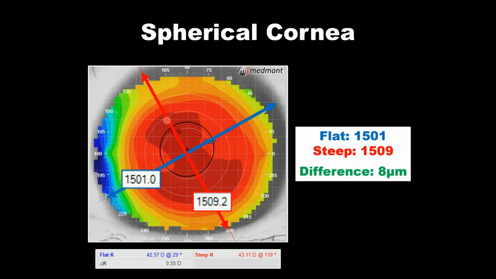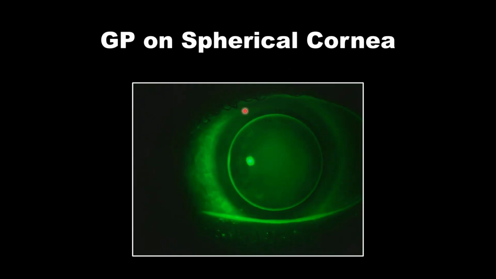Now, who cares about these numbers? Why are they meaningful? Well, this patient has an 8 micron difference between the height of the eye this way and the height of the eye this way. So why is the spherical cornea just so darn easy to fit with almost any contact lens? And that's because the elevation all the way around the clock is so symmetric. It's a tight differential all the way around.